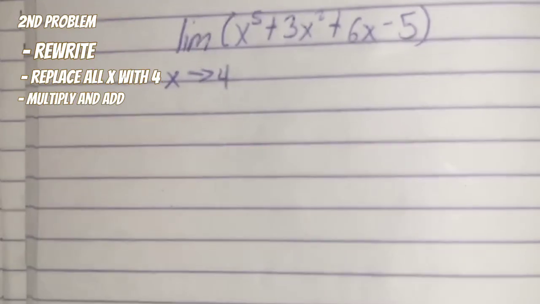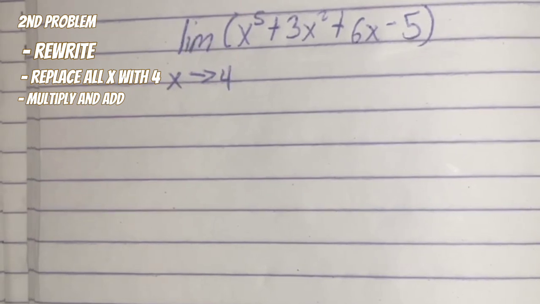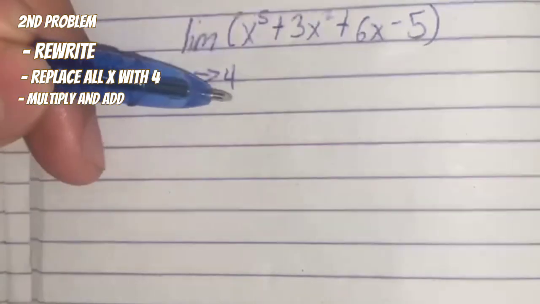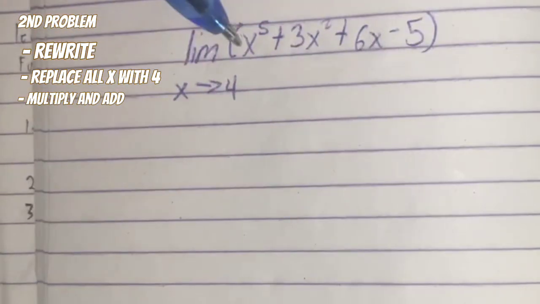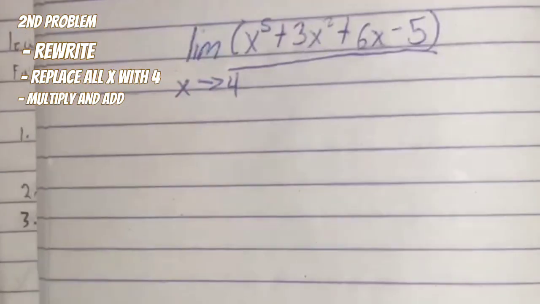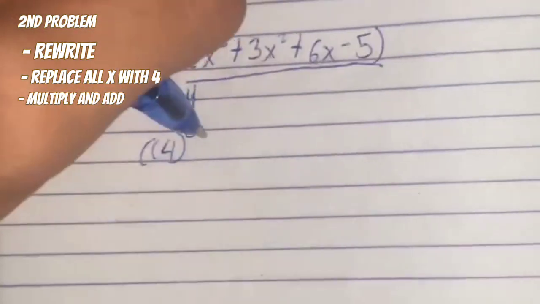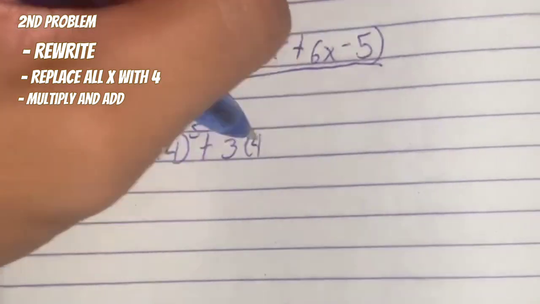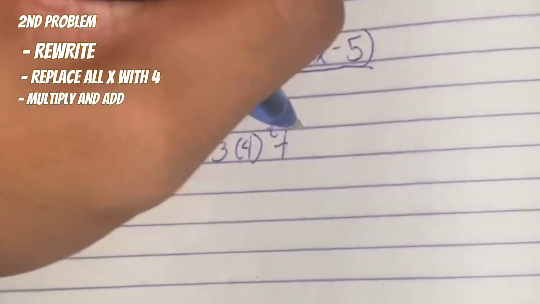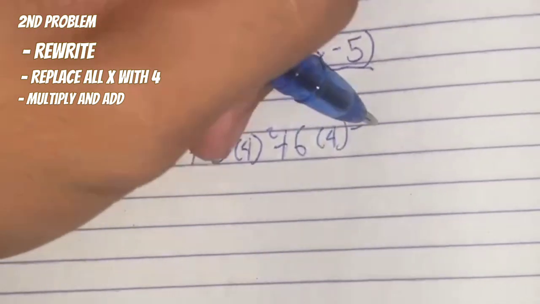How to solve the limit of x raised to the power of 5 plus 3x squared plus 6x minus 5 as x approaches 4. So, ang gagawin natin dyan is, i-rewrite natin to, pero papalitan natin yung x ng 4. 4 raised to the power of 5 plus 3, papalit natin ng 4 squared, plus 6, papalitan ulit natin ng 4, minus 5.